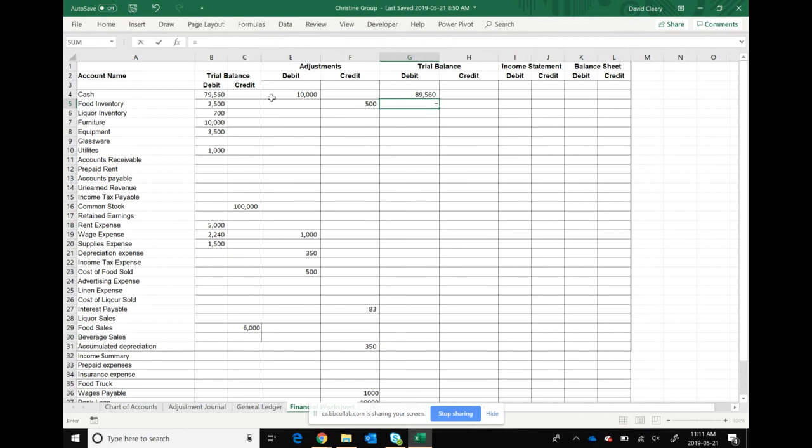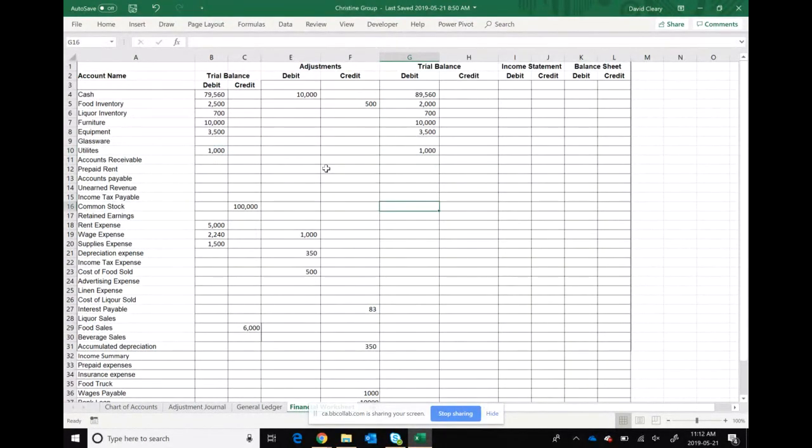Next, our food inventory had a normal balance of a debit, and it has a credit adjustment. So we subtract the credit adjustment. There was no change to our liquor inventory, so we just keep it like that. There was no adjustment to our furniture, or sorry, our equipment, but there was to our depreciation. Yeah, we're good. There was no glassware, utilities, no change to that either.